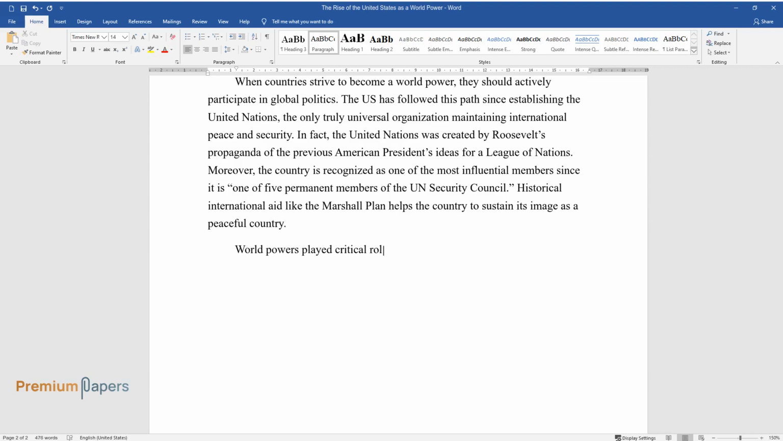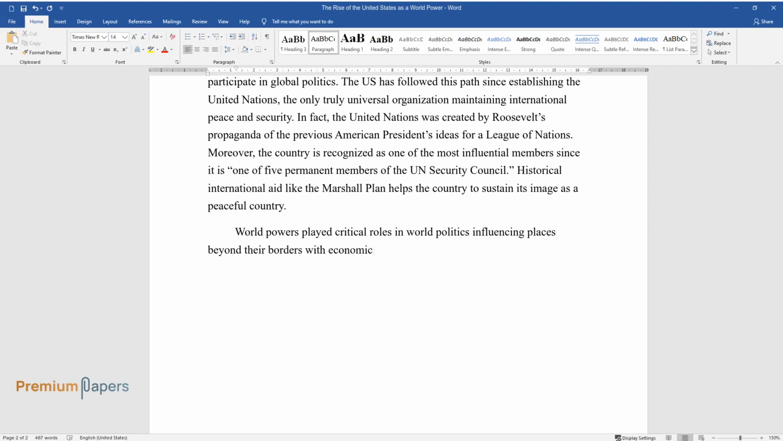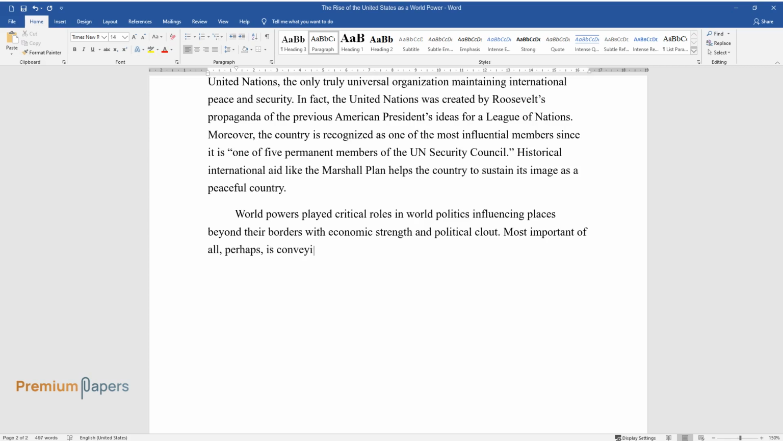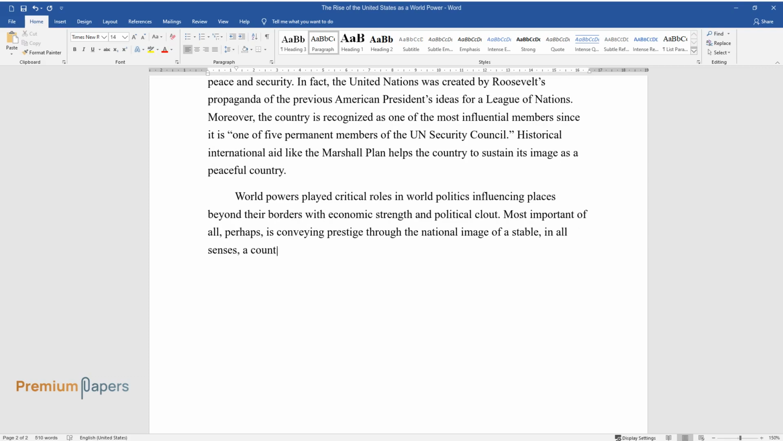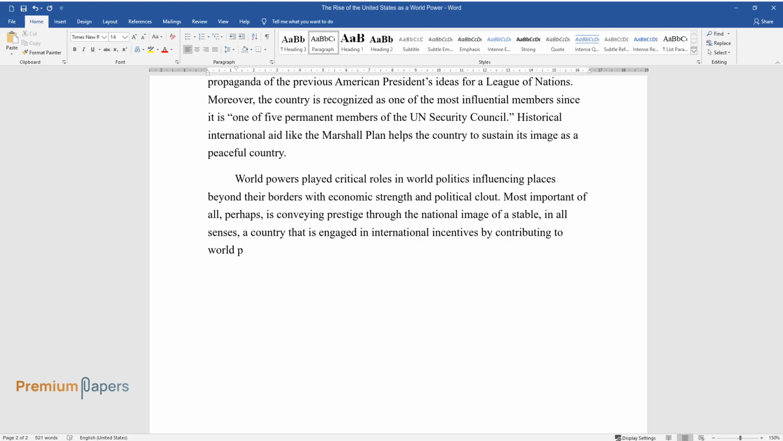World powers played critical roles in world politics, influencing places beyond their borders with economic strength and political clout. Most important of all, perhaps, is conveying prestige through the national image of a stable, in all senses, country that is engaged in international incentives by contributing to world peace.